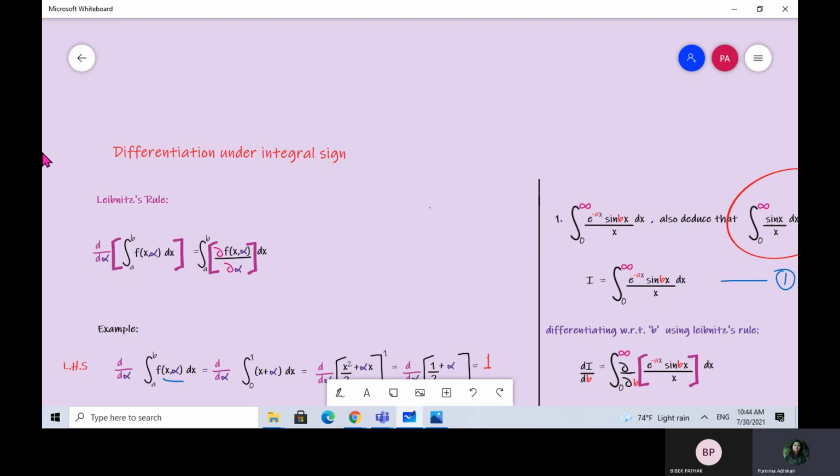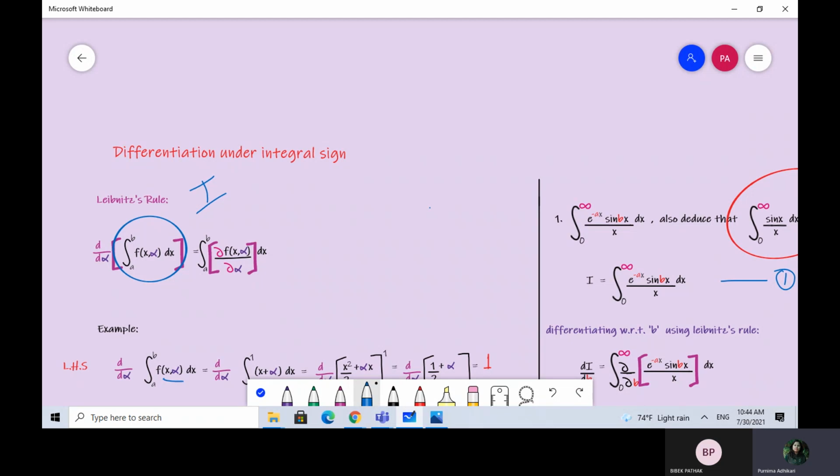Okay, this I is our integration. So dI over d alpha is equal to the integration from a to b of del over del alpha of the function, with integration with respect to x. So it is the same, clear? We have used Leibniz rule.